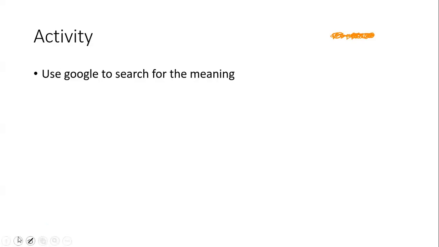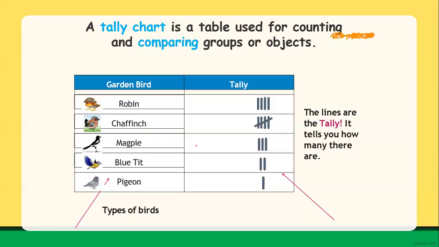Okay, we are going to continue. So that's what we are going to talk about. Now, a tally chart is a table that is used for counting and comparing groups, or what we call the objects. When you look at my screen, you can notice that we have what we call a tally table. In our tally chart, we have the garden birds, and we have been able to group them and compare them. Therefore, this is what we call a tally chart. It is the way we count, and then after we compare the objects or the different groups.